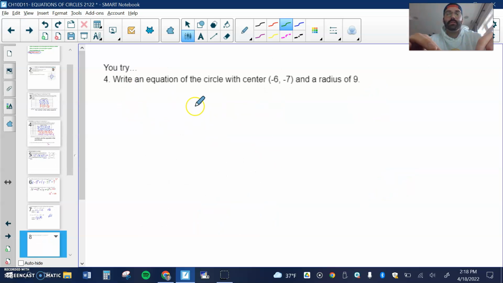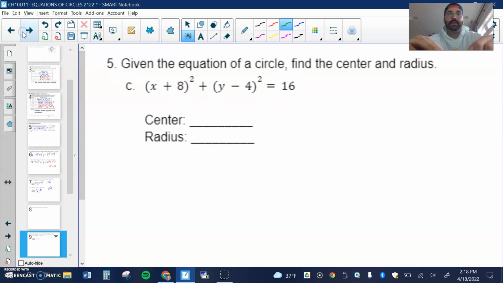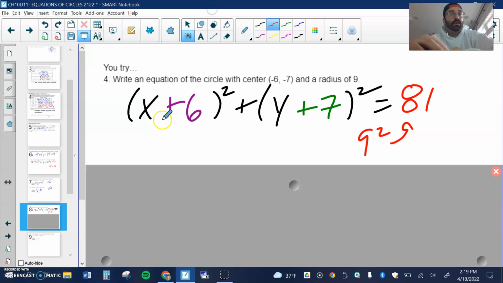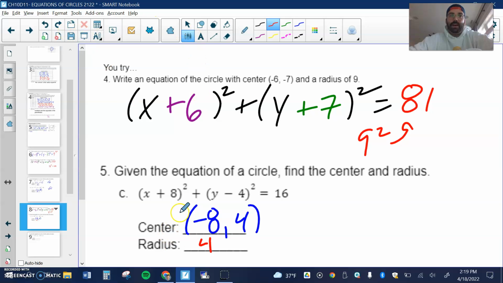Try to write an equation of the circle with the center of negative 6, negative 7, and a radius of 9, and then try to identify the center and the radius. All right, so here's what I got for number 4. X plus 6 squared plus y plus 7 squared equals 81. The radius is 9. I got 81. I have negative 7 for my y value, so this is a plus 7. I have negative 6 for my x value, so this is a plus 6. All right. For number 5, I got a center of negative 8 comma 4, and a radius of 4. Square root of 16 is 4. Positive, so negative, opposite.